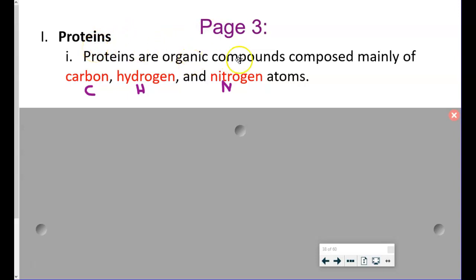And proteins are organic compounds. So remember, we had this vocab word on the first page of our notes. Everything organic has carbon and hydrogen. Proteins have both of those, but we're also going to add nitrogen. And this is the first molecule we've talked about that's added nitrogen atoms. And the symbol for nitrogen is letter N, so you'll see that appear.